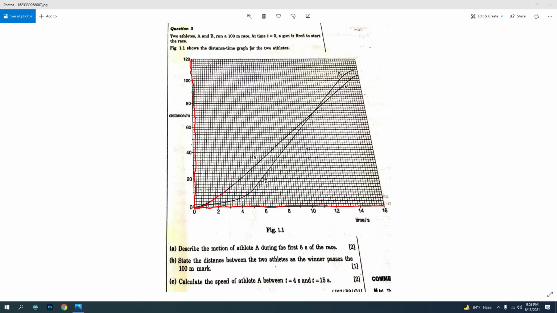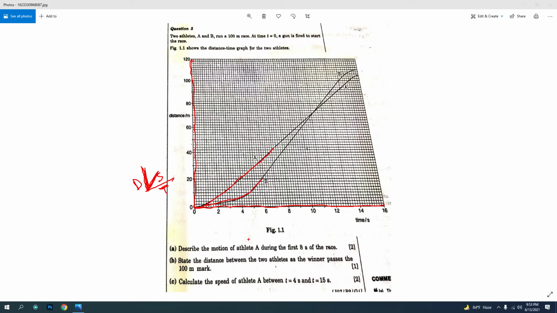That is the performance of person A. This is the performance of person B. These both are the speed, because in a distance time graph there are three properties. The vertical one is distance, the horizontal one is time, and this is speed. So in a distance time graph there are three measures: distance, time, and speed.